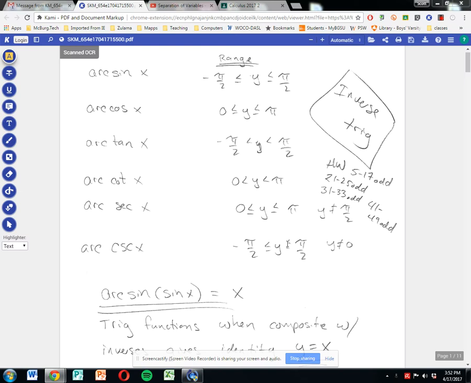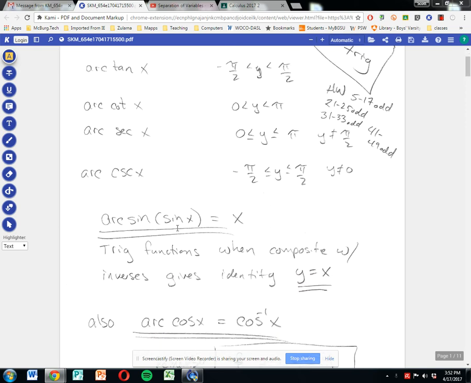All right, working on some inverse trig. So arc sine or arc cotangent, whatever. This is just another way of saying inverse. So the arc sine of sine x is just x. That's the identity function, whenever you're composing with your inverse.